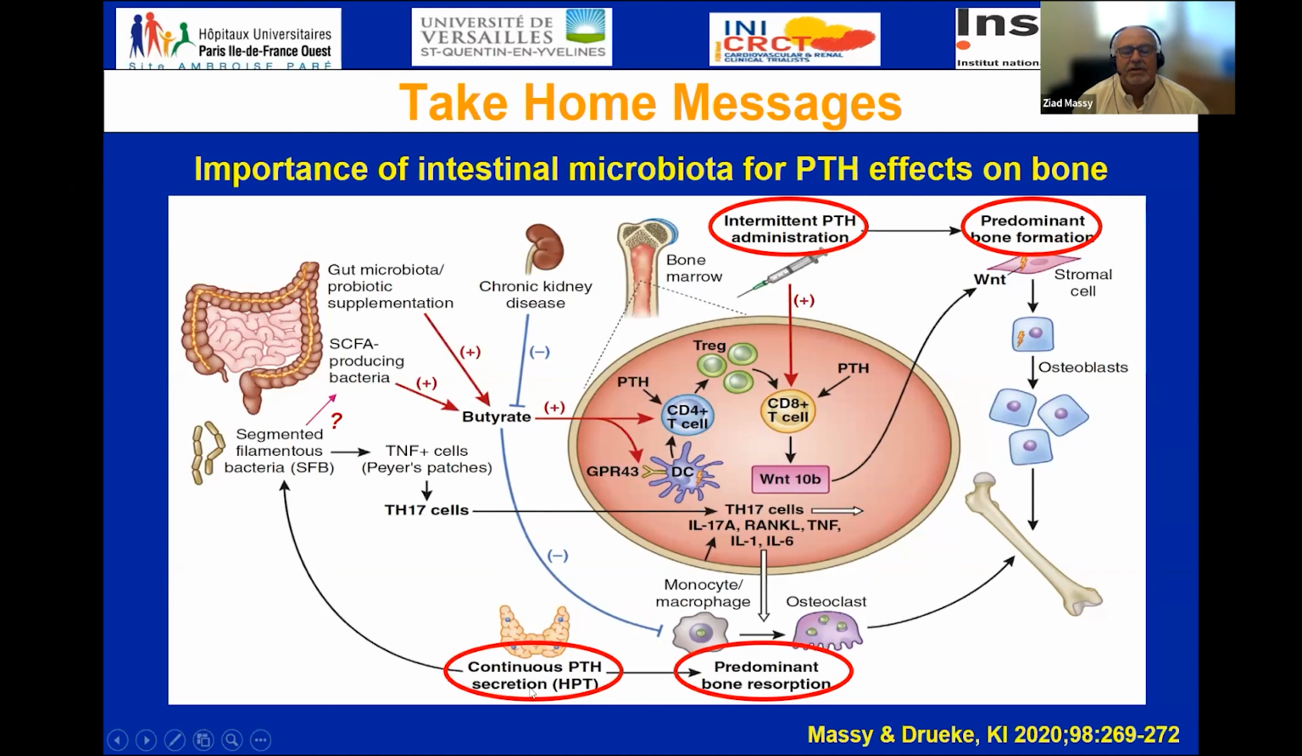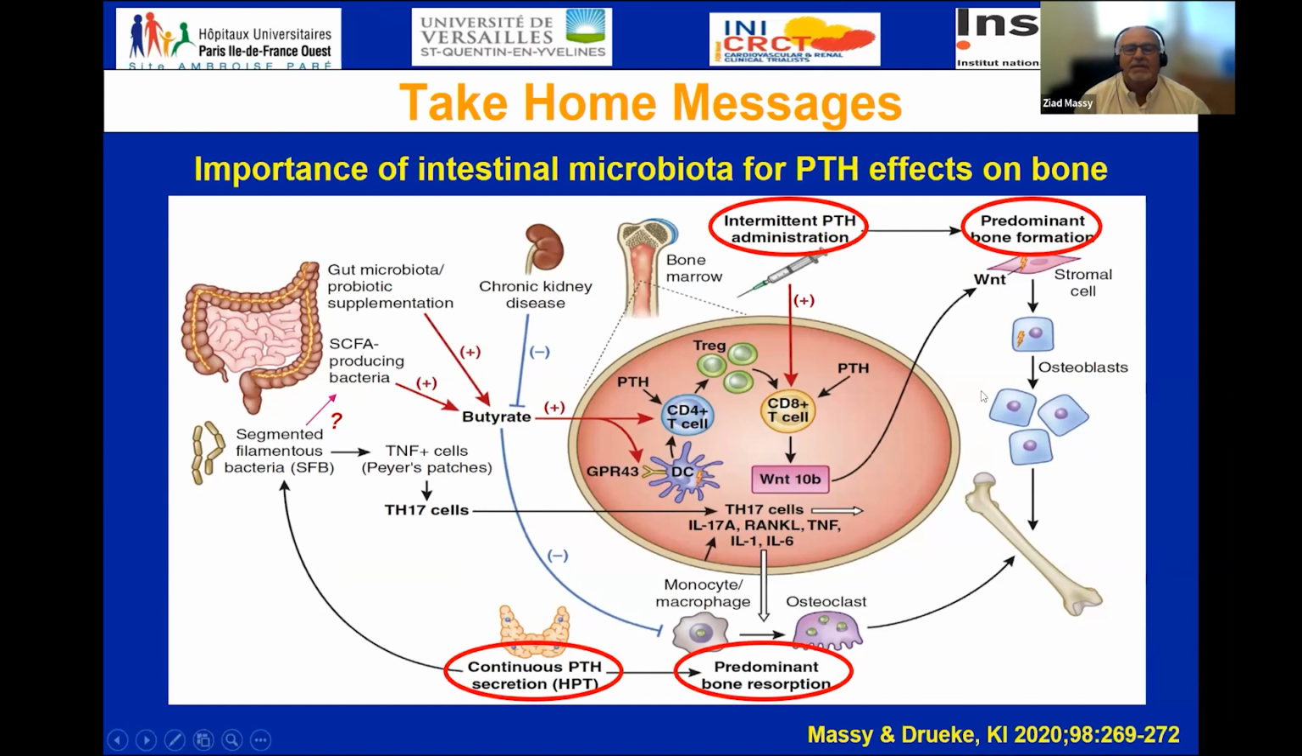If you have continuous secretion of PTH, it acts through segmented filamentous bacteria, which, as microbiota, also modulate TH17 cells, increase secretion of different cytokines, and promote the differentiation from monocyte to osteoclast. So it increases bone resorption. And it could be that these segmented filamentous bacteria can modulate the level of butyrate, which can also block the differentiation.